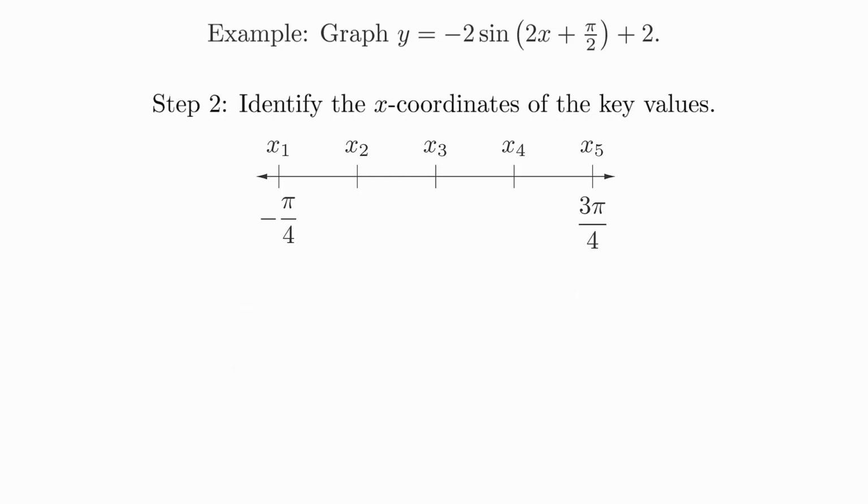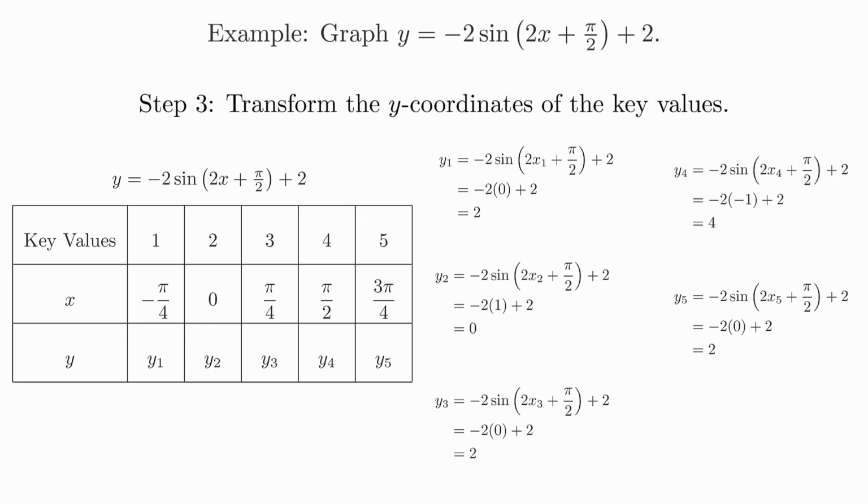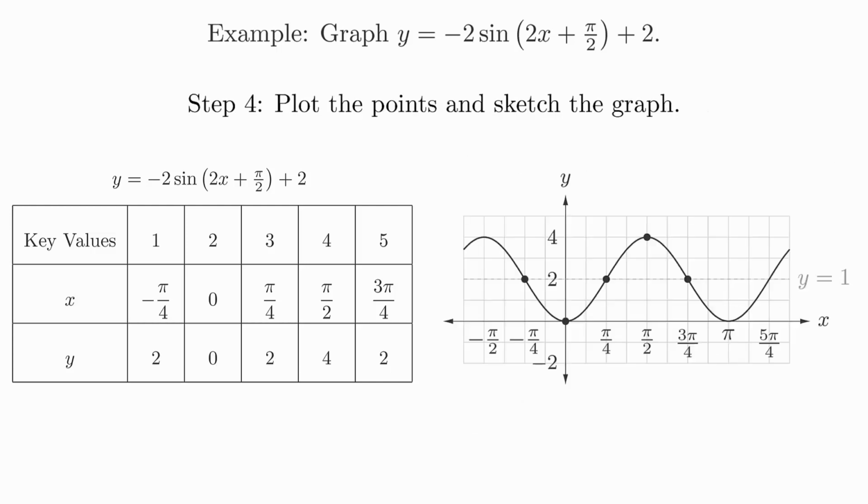We now break this interval into 4 equal pieces. The midpoint of the fundamental period is pi over 4. From here, we can see that the midpoints of the new intervals are at 0 and pi over 2. We then substitute into the sine function with the y-coordinates to transform them. Notice that for all of these, we will multiply by -2 and then add 2. And then we will plot the points, draw the midline, and sketch the graph.